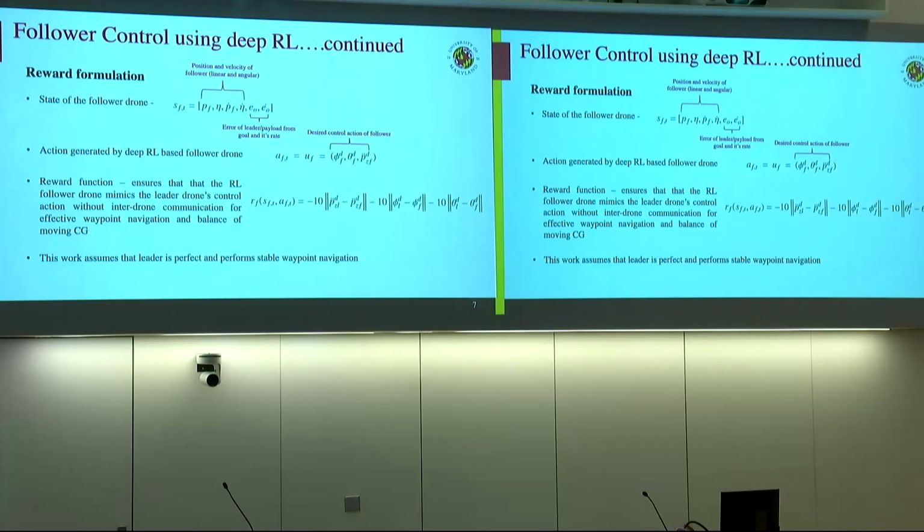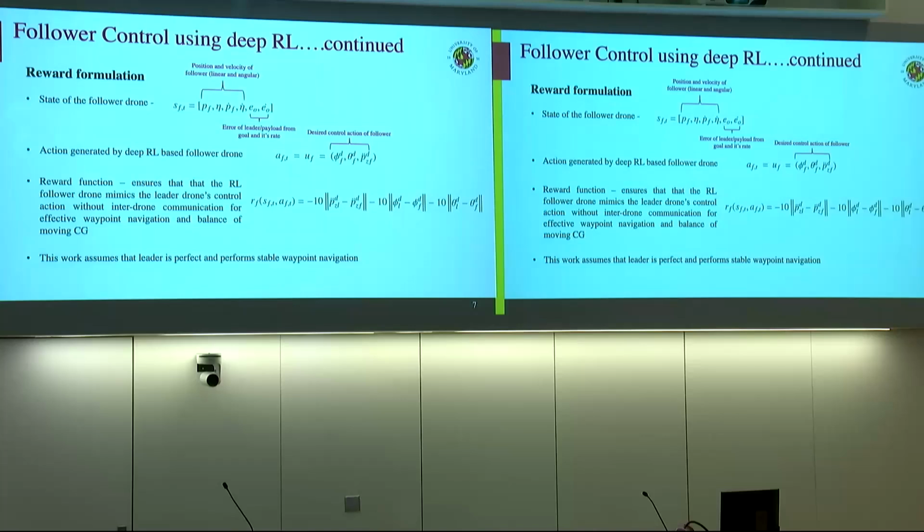So this is the main follower control. Now, what the follower is trying to do is, it doesn't know where the CG is. It knows a little bit about the leader. So the state of the follower drone is its own local information and the position of the leader. You have to share some information to stabilize the system because the CG is continuously moving. And the action for the follower is the action used for the drone to get activated.